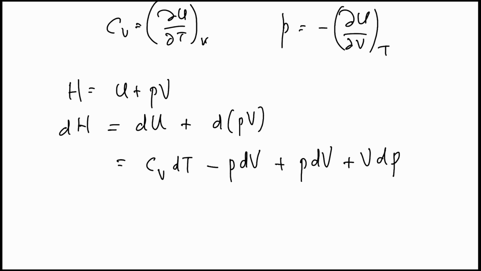Mathematically you define H to be U plus PV because you're trying to get rid of that minus P dV term, and then you're going to replace it with something that has a dP. So these cancel. Let me be a little fancy here.